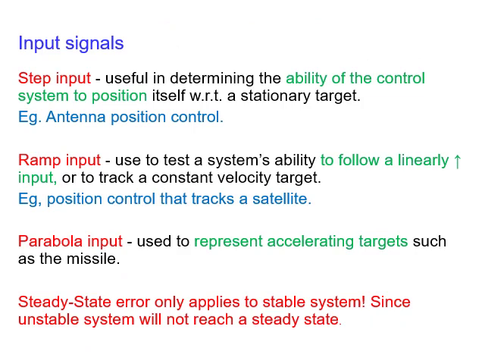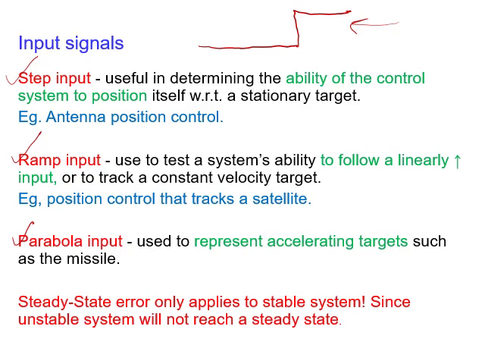Once again, the input signal can be step, ramp, or parabolic, where the step input is useful in determining the ability of the control system to position itself with respect to stationary. I mean, if the system is required to position itself with respect to stationary, we need the new position. The new position is going to be this. That's what we mean by a step input. So for that kind of system, step input is used for testing.